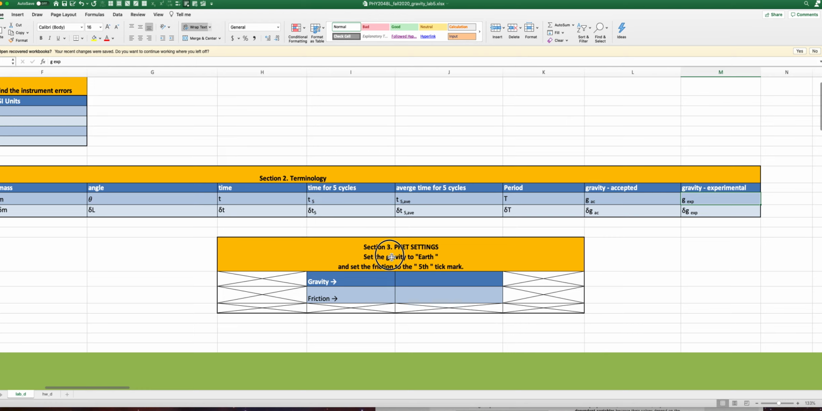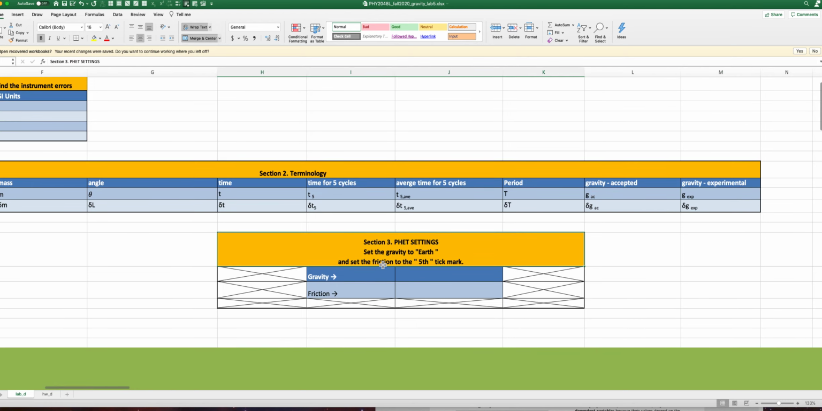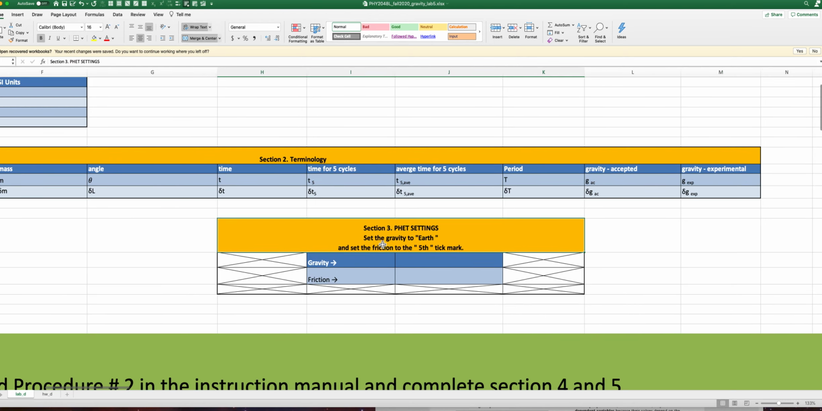The next part is section 3, which is your PhET setting. It says that you have to go to PhET and set gravity to Earth, and you're going to set friction to the 5th tick mark. So then you'll go here.